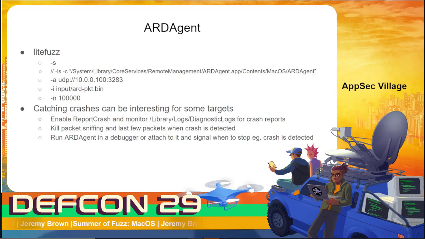And then we can pick UDP fuzzing, and if we're doing it on a remote server, that address, and that's going to fuzz UDP packets from our input that we captured and send them over to the target listening on that port for ARDAgent. So this is where using crash report comes in to monitor for crashes. There's also some features like that. You can also do packet sniffing and kill everything when no more packets are going on, and run a debugger, things like that. So there's a lot of different ways to catch crashes here.